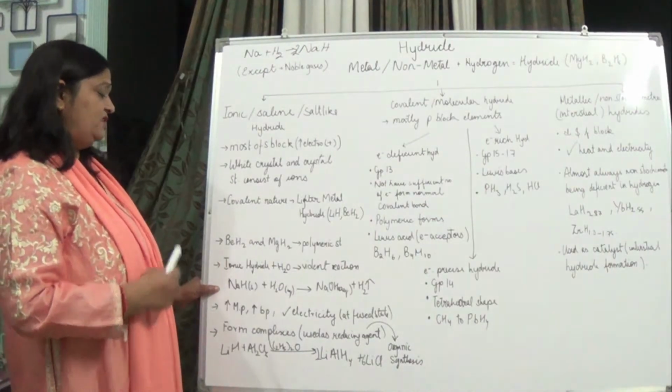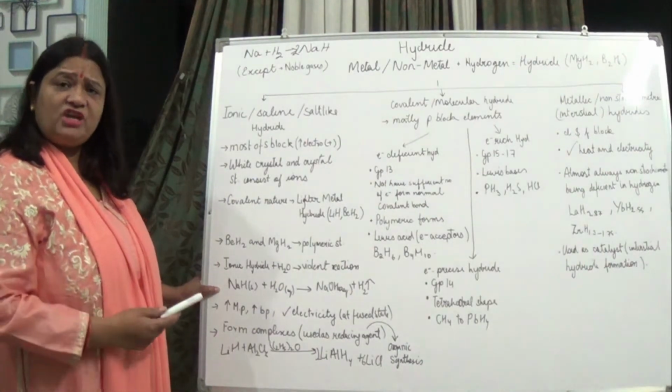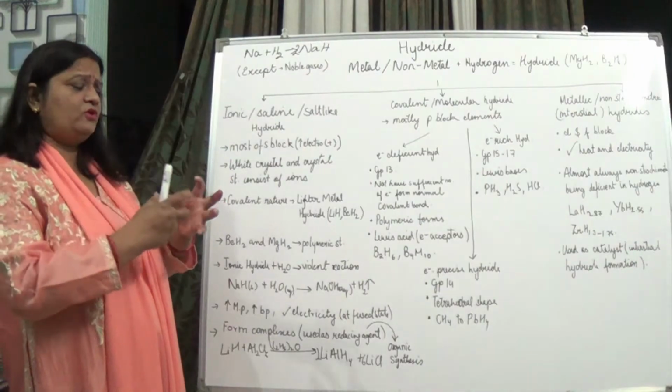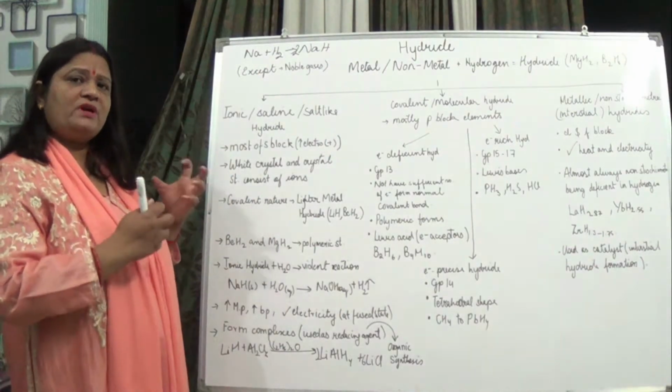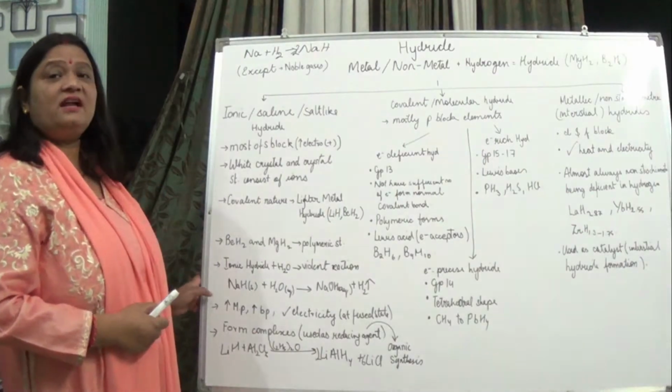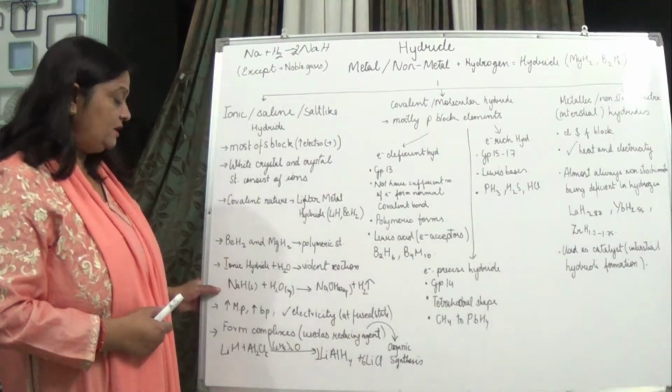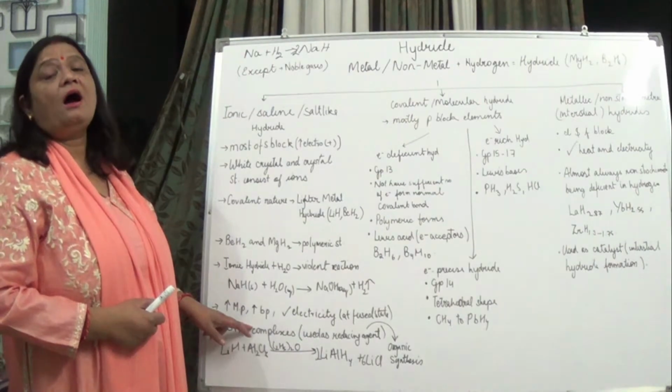We are saying that they have ionic bonds, that they are ionic in nature. Naturally, if they are ionic, the electrostatic force of attraction is very strong, because one is taking the electron and one is giving the electron. As a result, their melting point as well as boiling point is high.